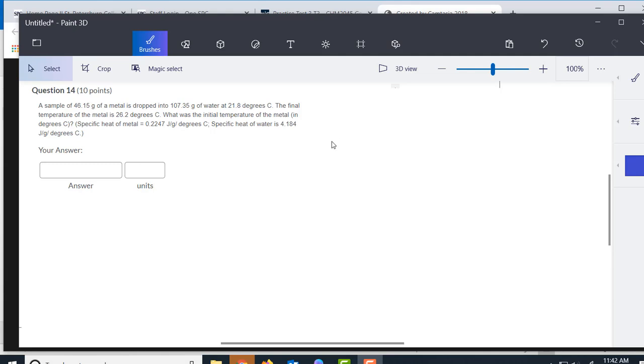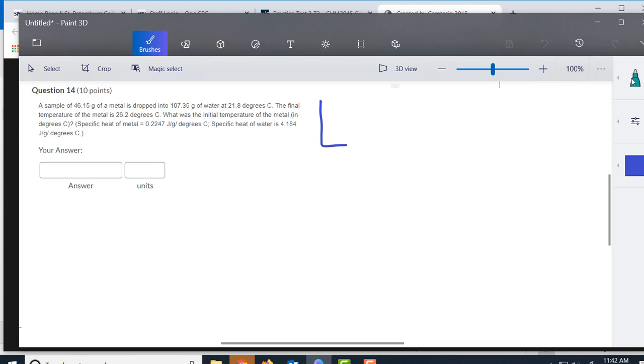So this is the other problem type where we have a metal that we don't know the temperature of. So let's look at the picture that goes along with that. We have the mass of the metal, which is 46.15 grams. And we also have the mass of the water, which is 107.35 grams. And we also have the initial temperature of the water is 21.8 degrees Celsius.